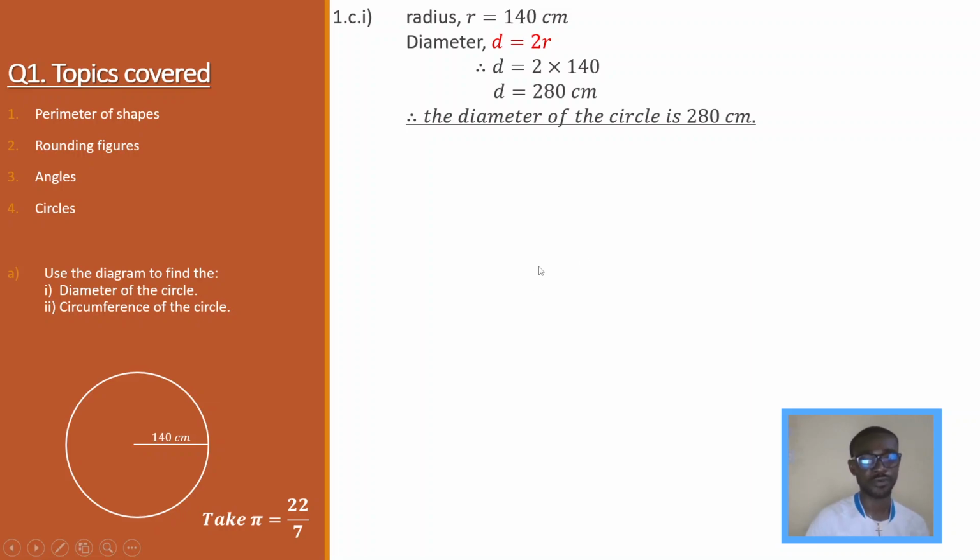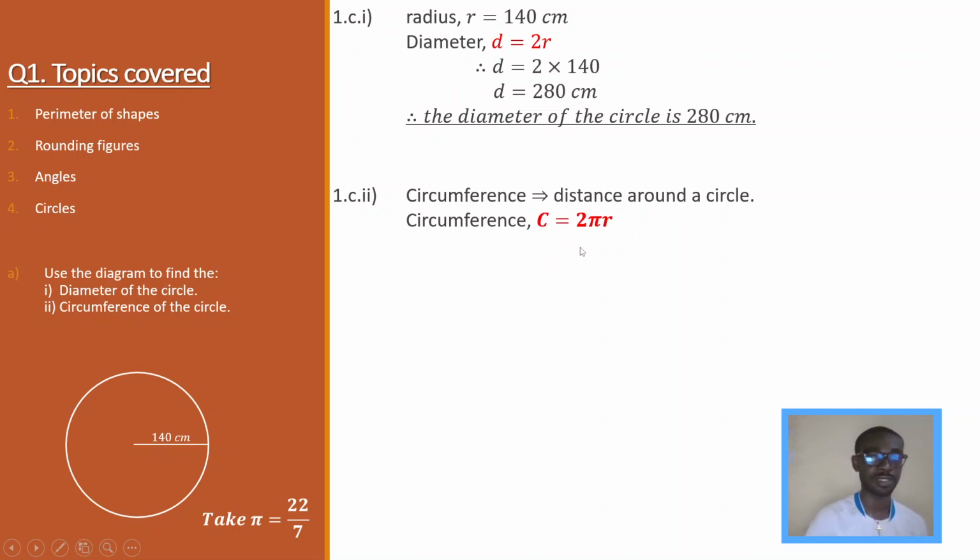So now let's look at the circumference of the circle, how you'll be able to find the circumference of a circle. We have learnt in our lessons that the circumference is just like the perimeter. It is the distance around the circle. So circumference is distance around the circle. And mathematically, we can write the circumference as C equals 2 times pi times r. That is 2 times pi times the radius. The r stands for radius.